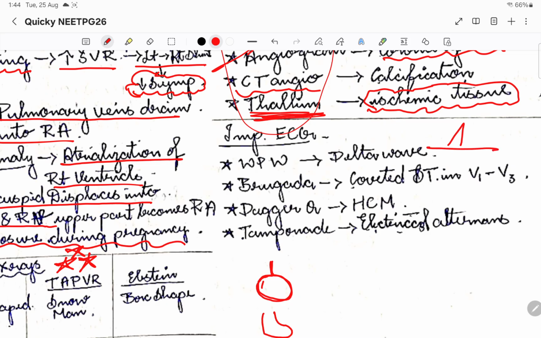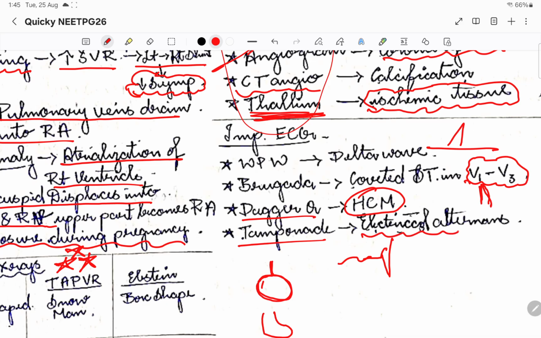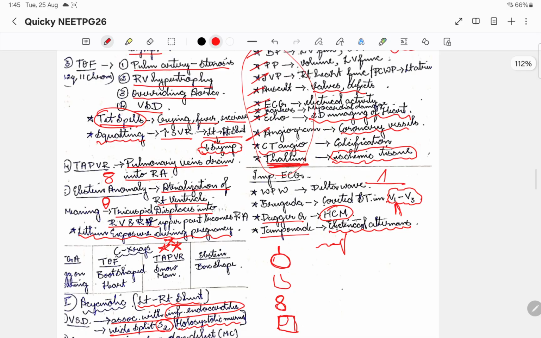Whereas Brugada has a coved T. Okay, coved T meaning it will look something like this. It will be in V1 to V3. If we see this coved ST-T wave, then it is going to be Brugada syndrome. Coming to the dagger Q wave, if it is dagger-shaped, then it is going to be hypertrophic cardiomyopathy. In cardiac tamponade, it is going to be electrical alternans. Okay, different waves will be there on the ECG if we are suspecting tamponade.